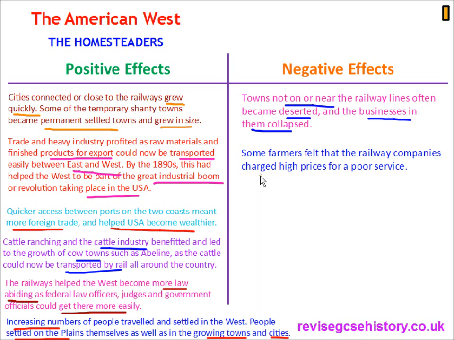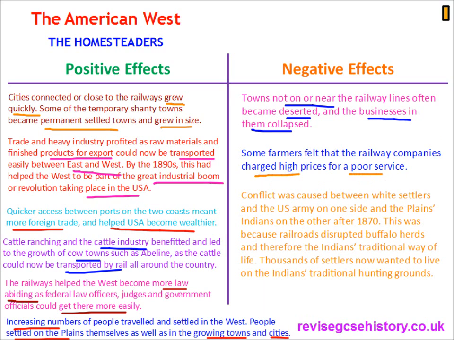Some farmers felt that railway companies charged high prices for quite a poor service. And finally, a conflict was caused between white settlers and the US Army on one side and the Plains Indians on the other after 1870, and this was because railroads disrupted buffalo herds, and therefore they interfered with the Indians' traditional way of life. And thousands of settlers also now wanted to live on the Indians' traditional hunting grounds as they came to settle on the Great Plains. So there we are, the positive and negative effects of the Transcontinental Railroad and the railways.